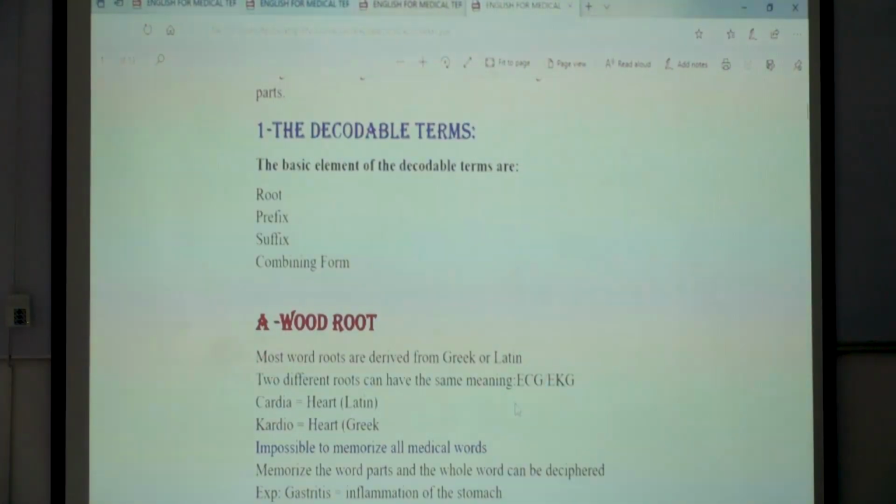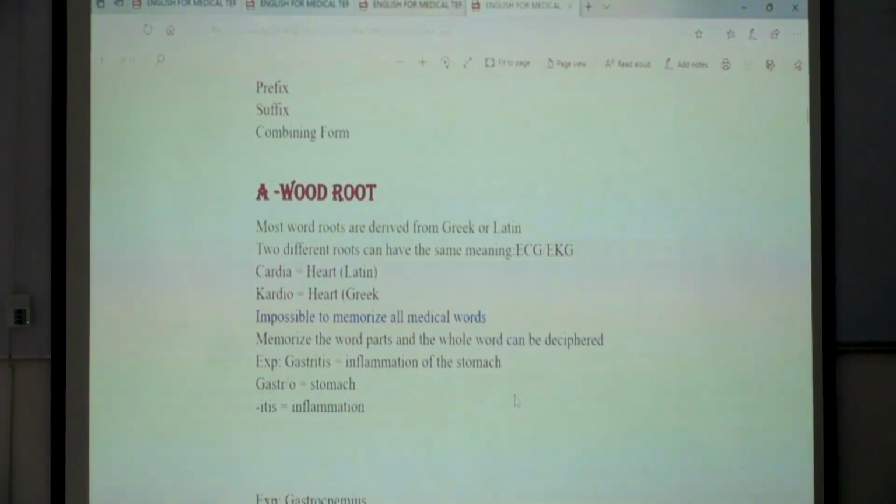We come to the roots. Most of the roots are derived from Latin and Greek. Two different roots can have the same meaning, like echo and ECG, or EKG. One is cardia, meaning heart. The other one, cardio, is the heart. One is Greek, one is Latin.